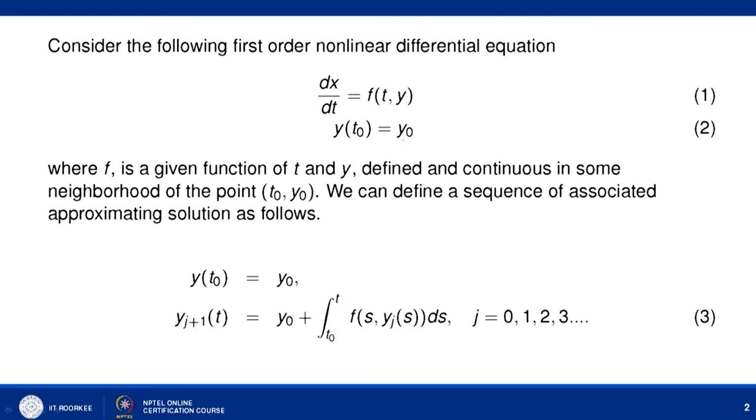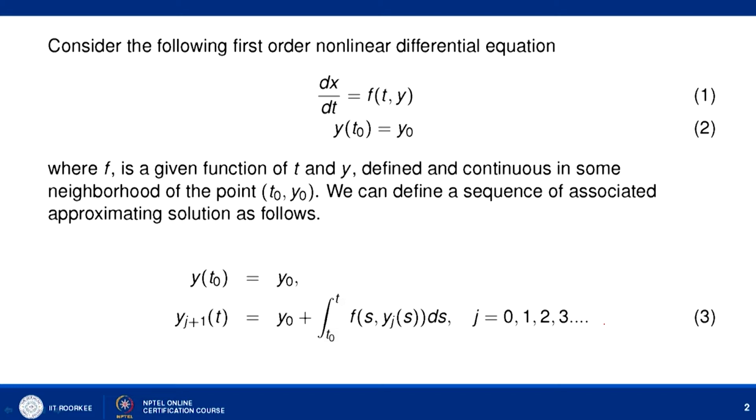And we have discussed the existence and uniqueness of this system 1 and 2 with the help of defining an iterated sequence of solutions. So, we can define a sequence of associated approximating solutions as follows. We have taken y0(t) equal to y0 and y_{j+1}(t) equal to y0 plus the integral from t0 to t of f(s, y_j(s)) ds, where j is running from 0, 1, 2, 3 and so on.